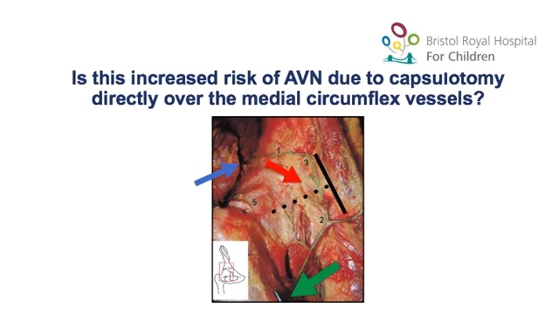Our question was, is this increased risk of avascular necrosis with the medial approach because the vessels lie directly over the site of capsulotomy? There is some anecdotal evidence only of cutting these vessels and it not affecting avascular necrosis. As denoted by the blue arrow here, the anterior approach starts away from the vessels. However, as you can see here, the medial approach starts directly over them. This green arrow, however, shows how these vessels are avoided during a psoas tenotomy.